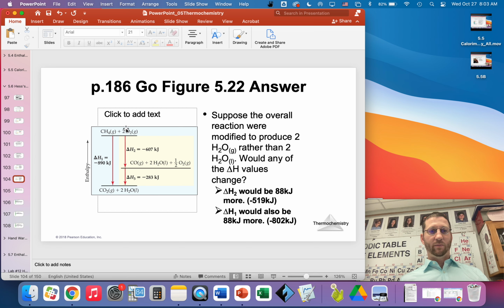So in going from here to here, this H2O gas would have an additional 88 kilojoules, so that would make that negative 519 kilojoules. Same thing down here. We're ending with liquid water, but if this would get shifted up by that 88 kilojoules, this would end up being negative 802 rather than the negative 890.